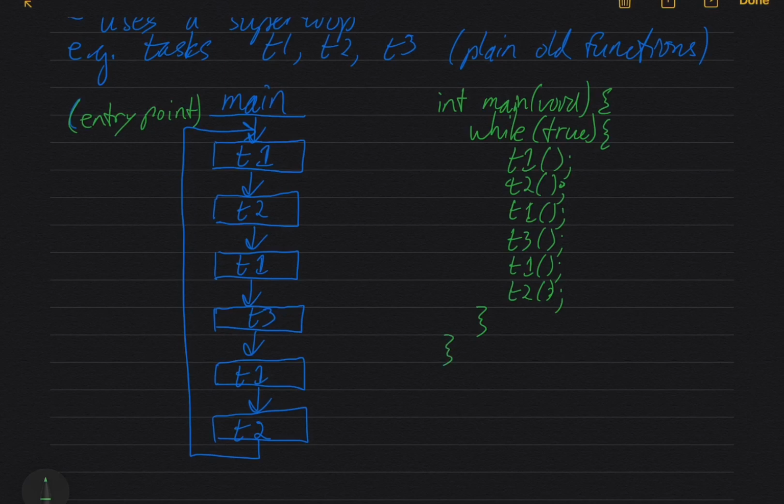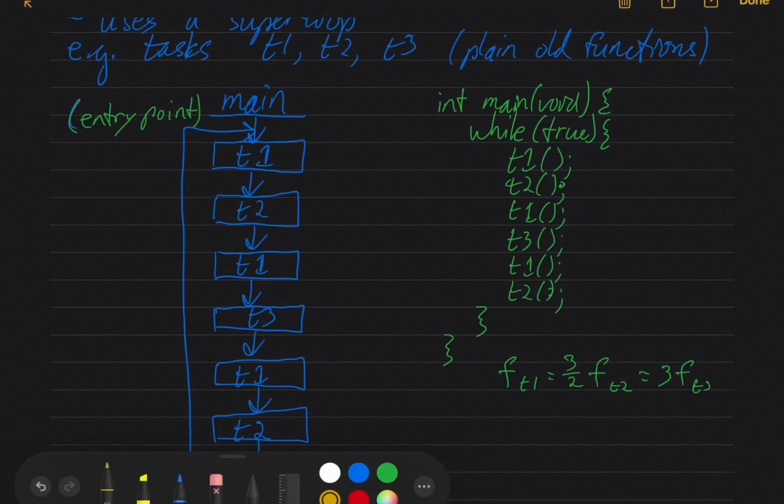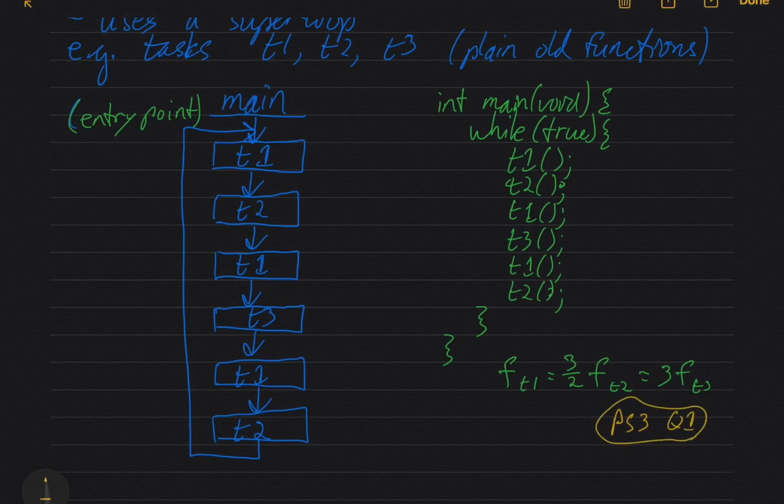Now in a real application you'd probably have some setup code that you would run before you entered your super loop. The relative frequency would be the frequency of task 1 is equal to, it runs 3 times for every 2 times that task 2 runs, and it runs 3 times as often as task 3. And you can look at problem set 3 question 1 where you're asked to implement this. It's pretty straightforward.